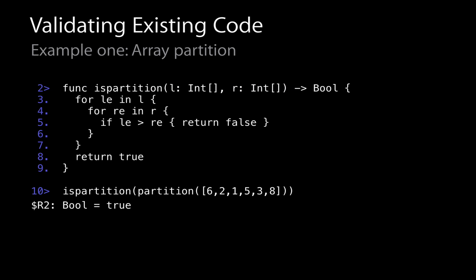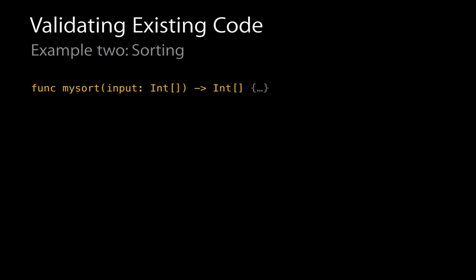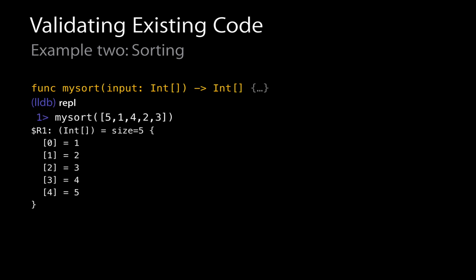Let's look at another example. Using this partition function, I've implemented a sorting algorithm called mySort. Now I want to validate that mySort works. Well, I can enter the REPL again. If I enter the REPL, I can run mySort on an array, and the result is an array that I can kind of eyeball and see is sorted. All right, cool. Well, it fit on a slide. It looks sorted to me. This is probably good enough.